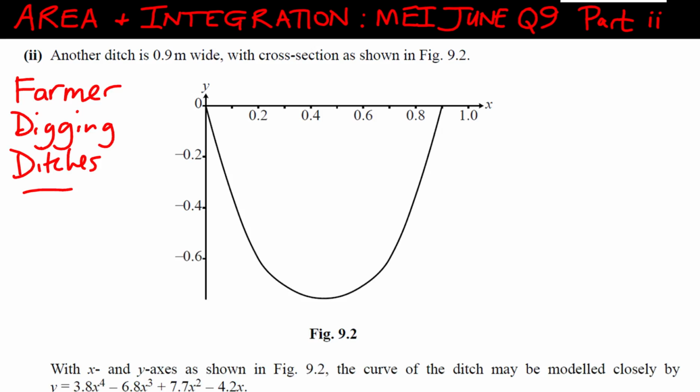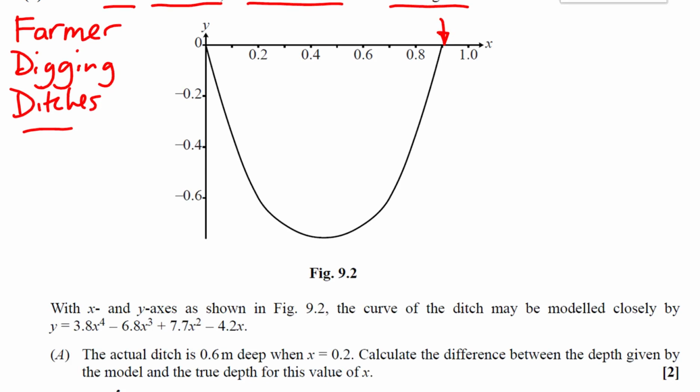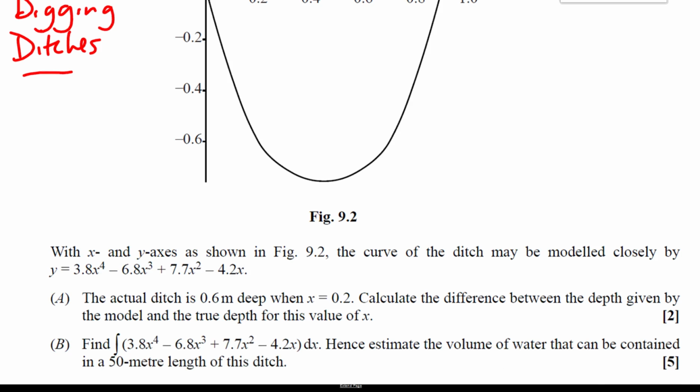using integration. In this case, the whole thing is built around a farmer digging ditches, and we've got the cross section of a ditch. So let's, as ever, have a read of the question and see what they're asking of us. Part 2, another ditch, so it's a different ditch from the first part, is 0.9 meters wide. You can see that from our X direction. Here's the 0.9 with cross section as shown in figure 2. So here we've got a nice simple diagram showing a ditch width 0.9 and depth about 0.7, isn't it? Notice that they're using distances as negative as we're going down.